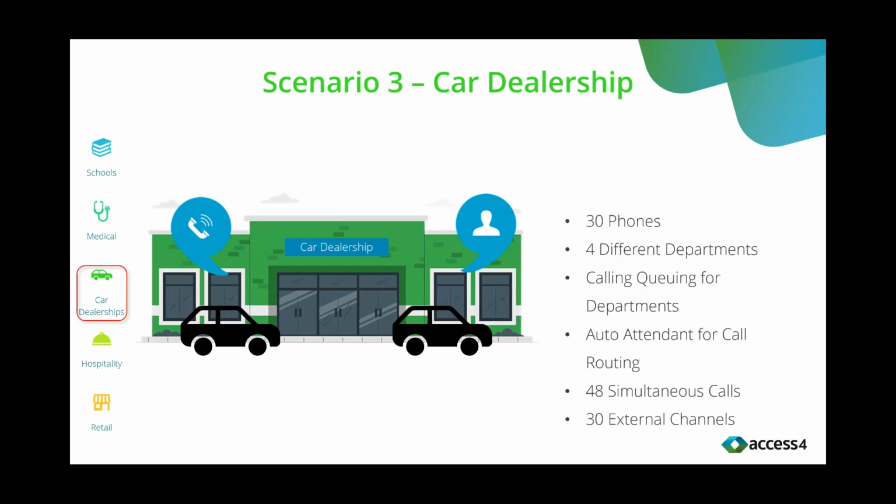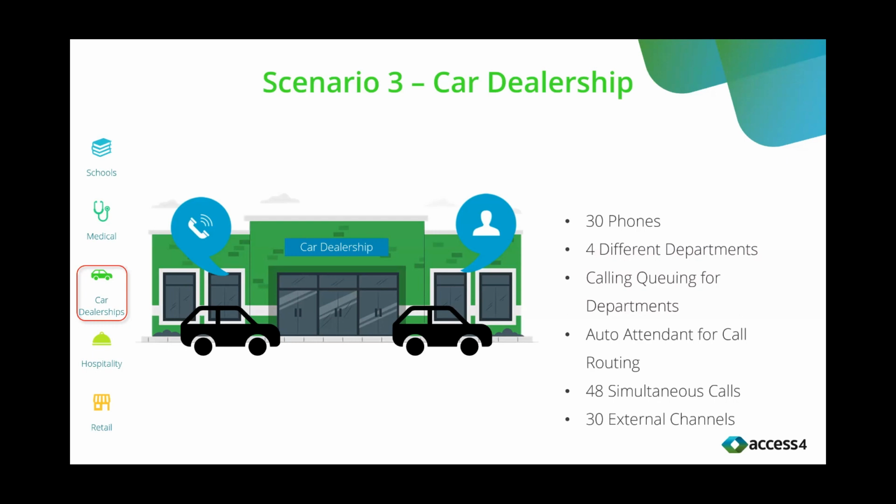So with a car dealership, fairly large solution. 30 phones, 4 different departments, with call queuing for those different departments as well, and an auto attendant to route the calls to those different departments. A lot of the time, this is a fairly simple, consistent solution for car dealerships. Sometimes it does change a little bit, of course, with more or fewer phones, but pretty standard. 4 departments is pretty standard for that, and they do usually like call queuing. The main change is, do they want an auto attendant or do they want someone to manually transfer those calls between those different departments?